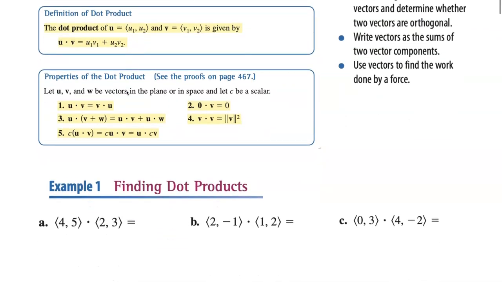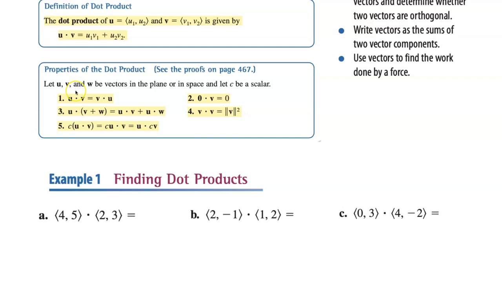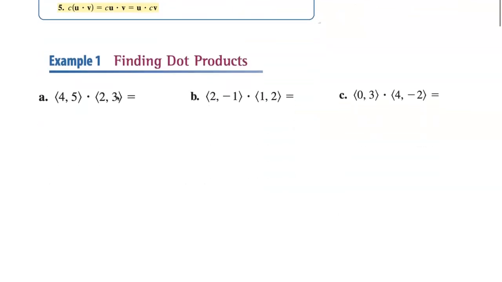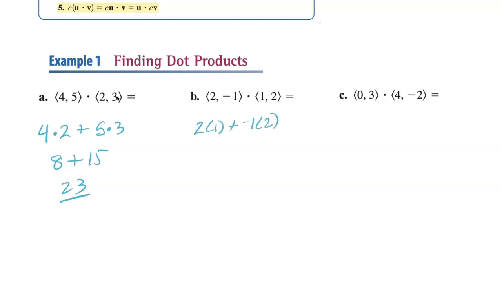It has some special properties though. These are the normal properties of a dot product. Just like any other number, it's associative. If you multiply by 0, you get a 0. All the normal rules we have for dot products. So let's find the dot product of these real quick. All we're going to do here is multiply 4 times 2 plus 5 times 3, and you get 8 plus 15, which is 23. Over here we're going to get 2 times 1 plus negative 1 times 2, 2 plus negative 2, which is 0.